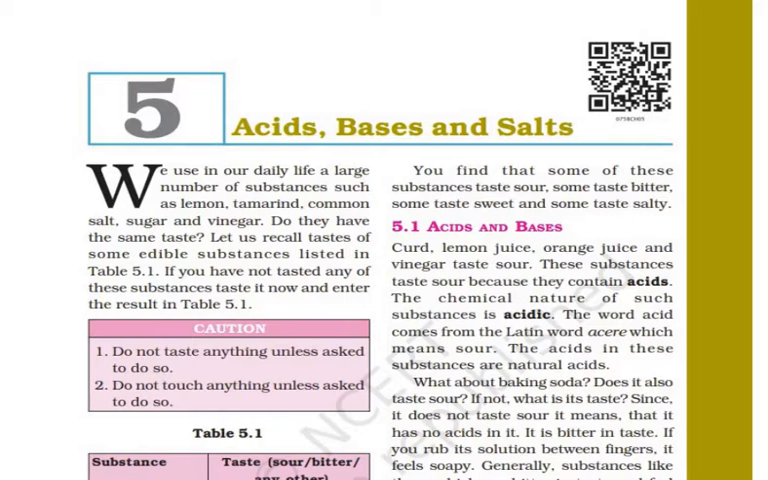So substances, or compounds, are classified on the basis of their physical and chemical properties. Okay, so in terms of acids, bases and salts, the way their physical properties differ and chemical properties differ, they are classified into these three broad groups. So let's see what this chapter says.